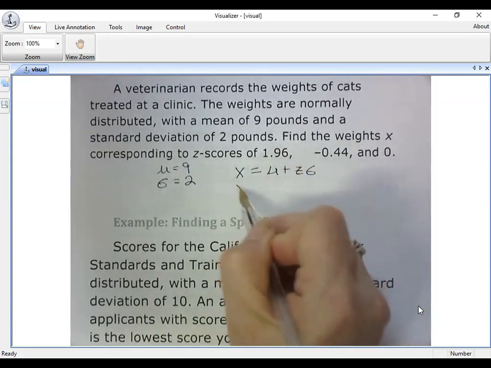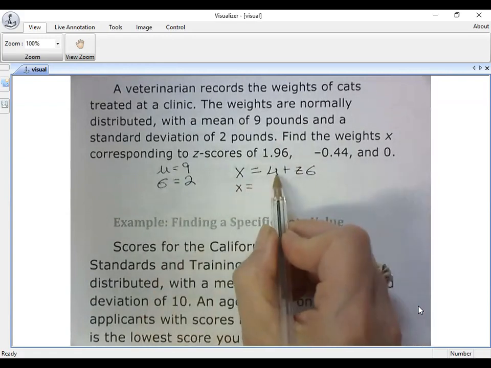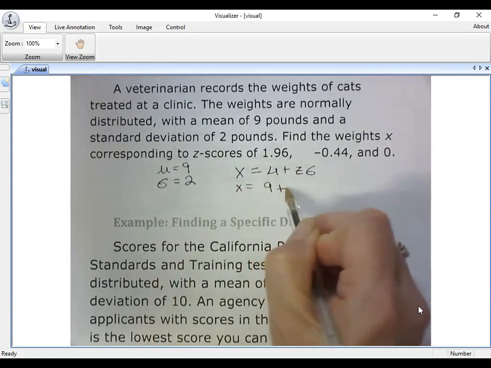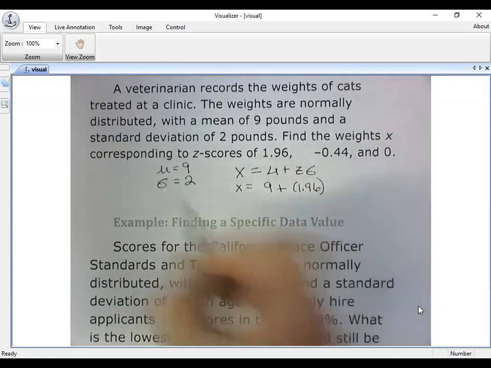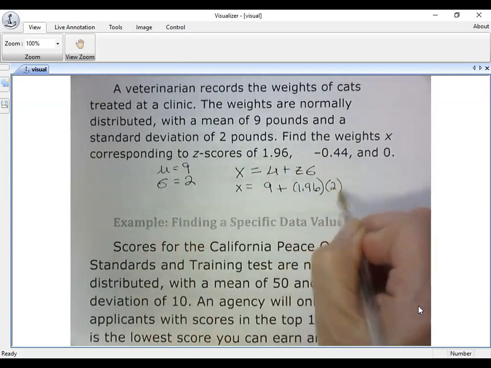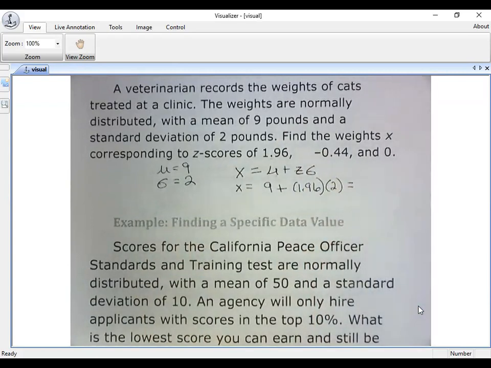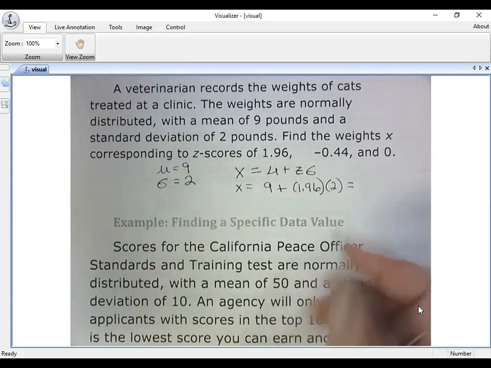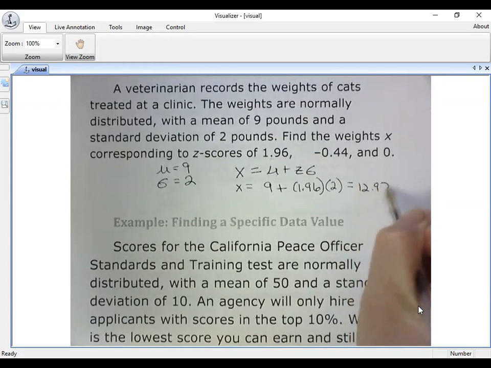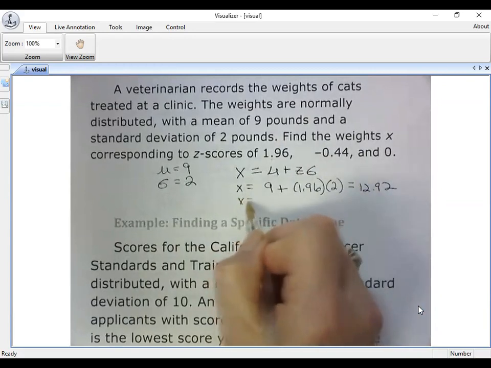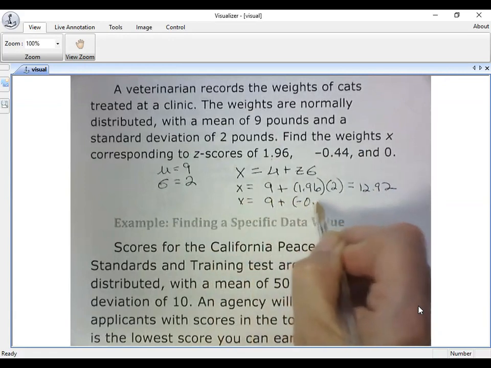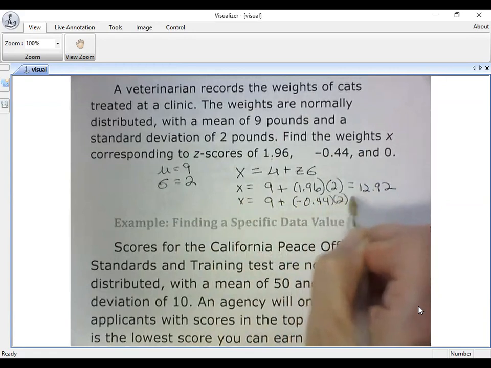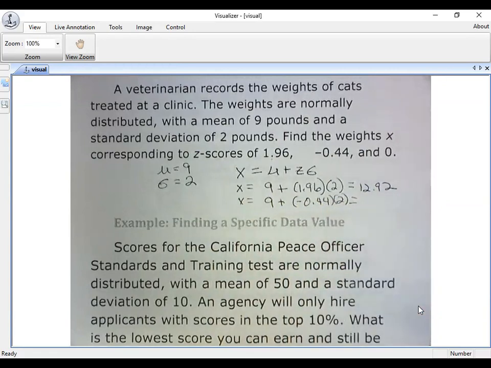So here's what I would do. I'm going to put in my mean, which is 9, plus, if I want to use a z-score of 1.96 and multiply it times my standard deviation of 2, what's that going to give me for a weight? 12.92. Let's try using a negative 0.44. So that's 9 plus, and I'll put in negative 0.44 times 2. What would that be? 8.12.